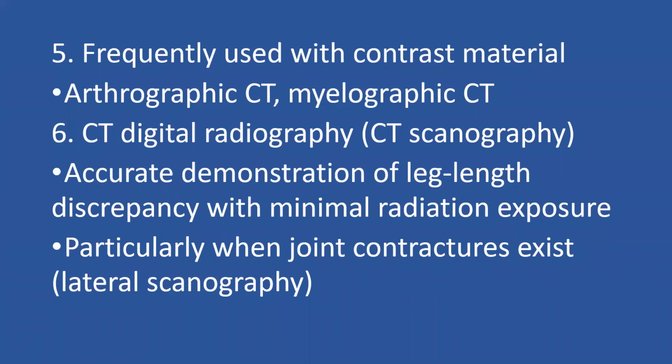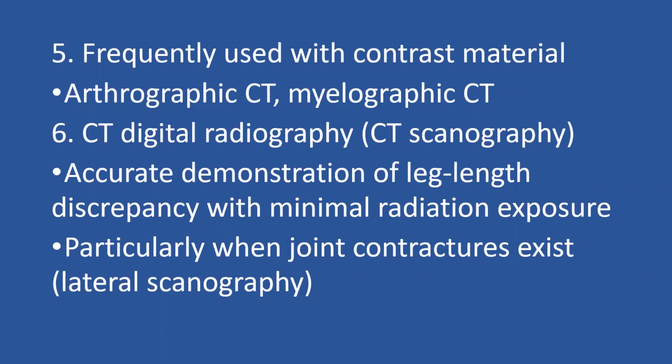CT digital radiography also exists. It gives us an accurate demonstration of the leg length discrepancy. One of the most difficult findings in the past was when we used orthoroentgenograms to measure the leg length discrepancy. We had problems when the patient had a flexion contracture. We could not have a very accurate difference in the leg length. With CT, doing a sagittal or a lateral scanogram will help us and give us an accurate measurement. So keep this in mind.